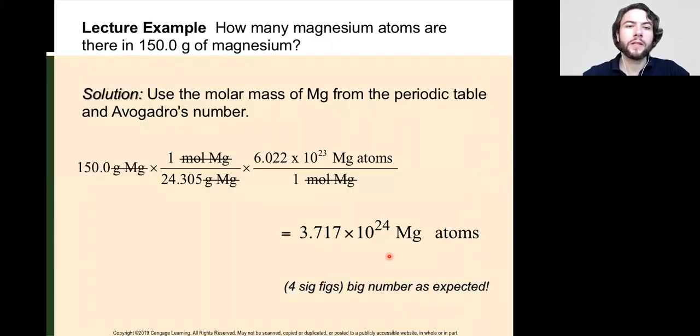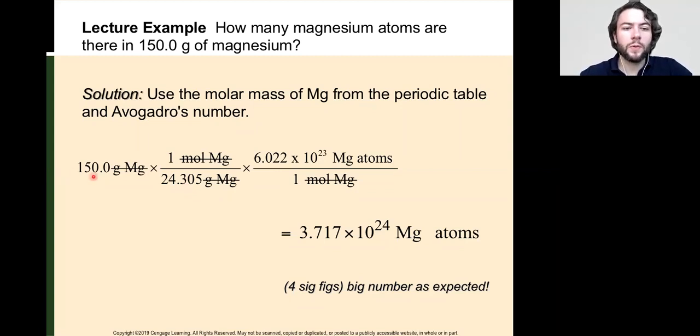So here's another example. How many magnesium atoms are there in 150 grams of magnesium? Use the molar mass of magnesium from the periodic table and Avogadro's number. So 150.0 grams of magnesium is what we're told. The molar mass of magnesium is 24.305. You can get that from the periodic table, which you will always have access to, at least in my quizzes and tests.